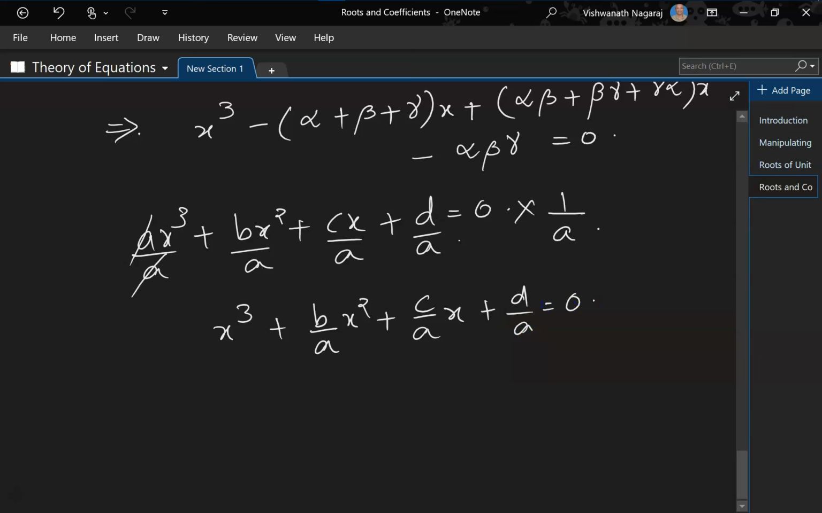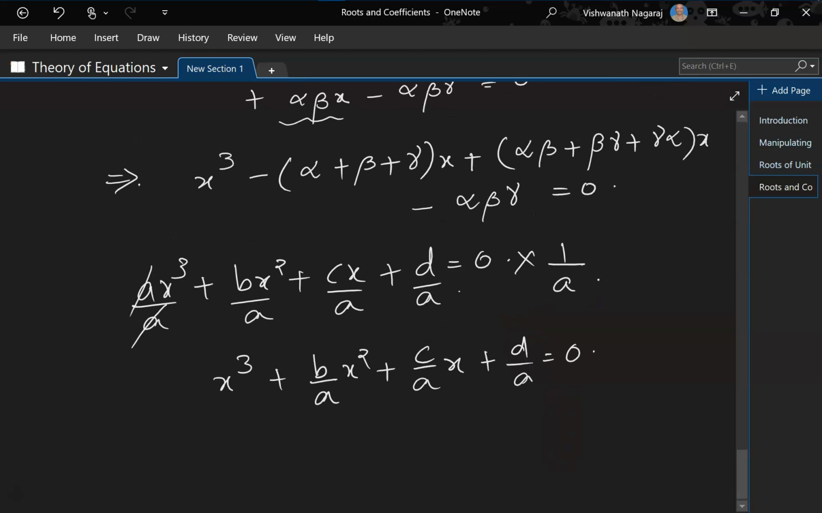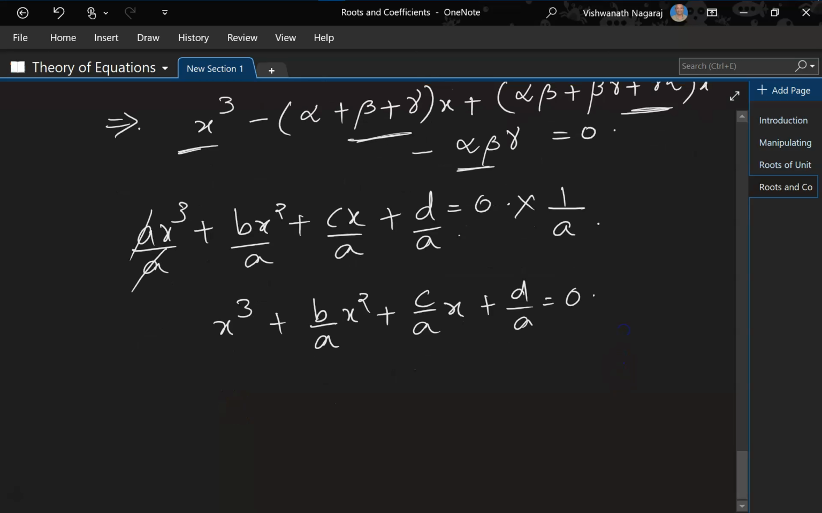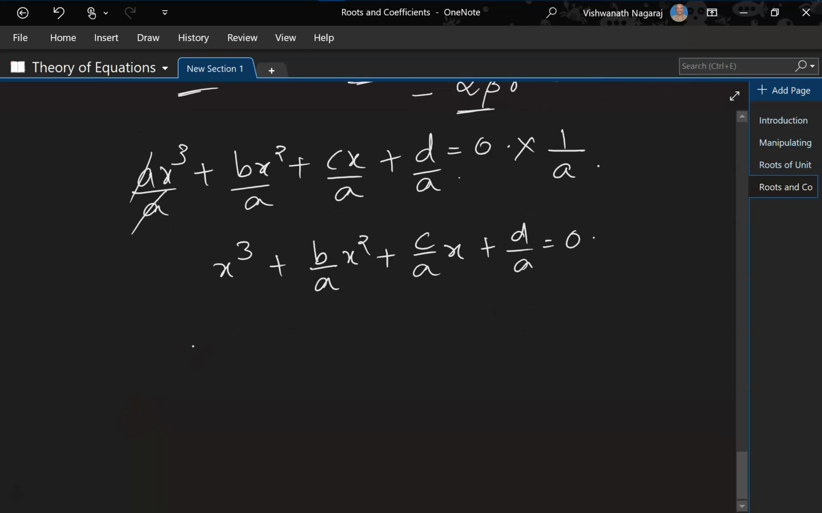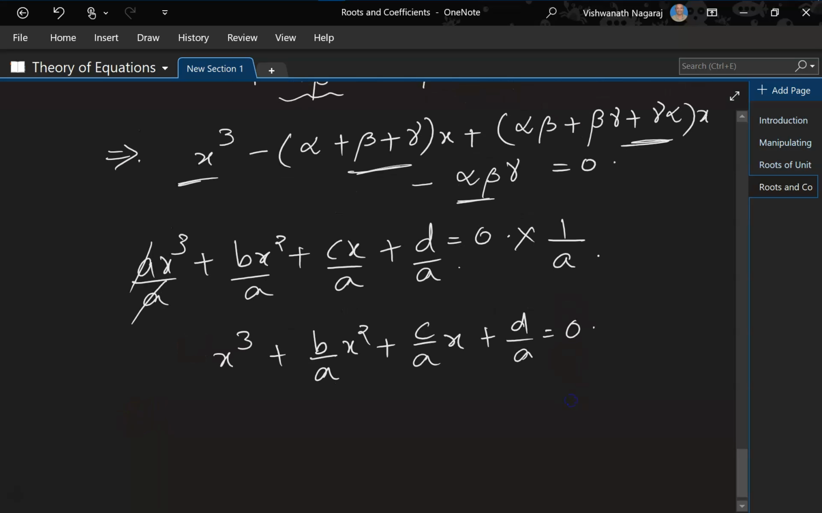Now what we are going to do is compare the coefficients of x cube, x square, x and the constant. Here it is 1, here it is 1, here it is 1. So x cube equal to x cube kind of thing, so we are not interested in that. But you will find this interesting.